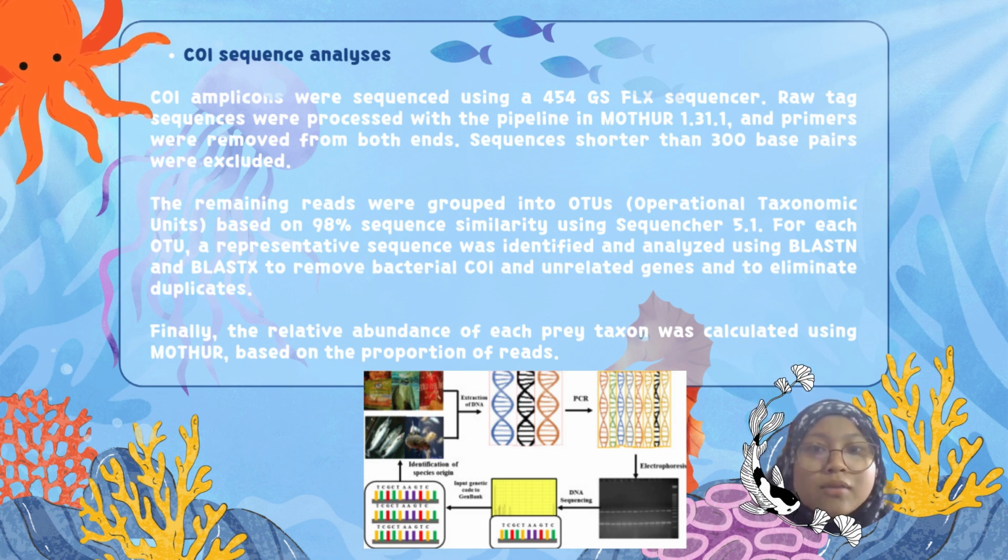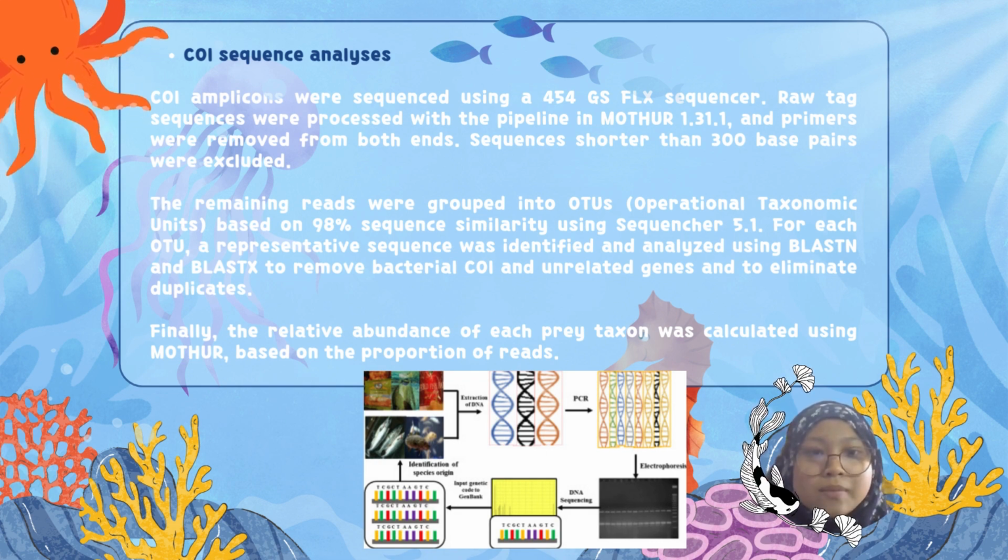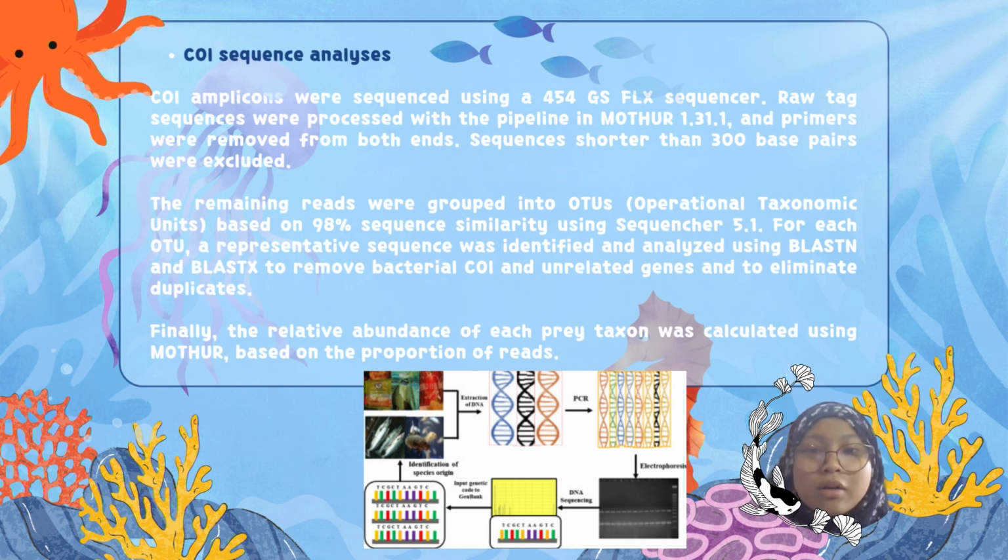For each OTU, a representative sequence was identified and analyzed using BLASTN and BLASTX to remove bacterial CO1 and unrelated genes and eliminate duplicates. Finally, the relative abundance of each prey taxon was calculated using Mothur based on the proportion of reads.